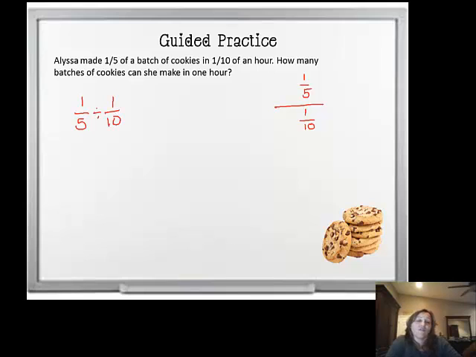And then to solve that, we have to do keep, change, flip, or multiply by the reciprocal. So we keep the first fraction, and we change the sign to multiplication, and we flip. We multiply by the reciprocal. And when we do that, we get 10 and multiply 5 times 1 is 5. Looking at this, we know that Alyssa is making 2 batches of cookies in 1 hour. 2 batches per hour.